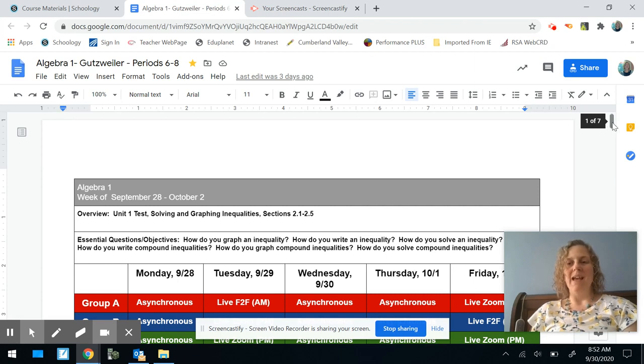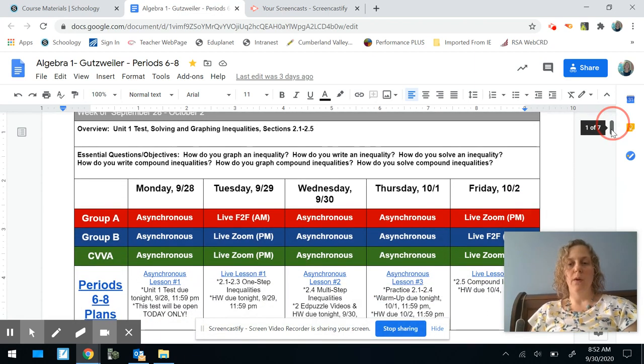My suggestion is every day, whether they're home or face-to-face that day, at some point in the day, they should be opening up the agenda and taking a look at what they need to do for that day. There is work when they are at home, like this particular day, which is an asynchronous day, and there is work assigned that day. Due dates and times are listed on the agenda.